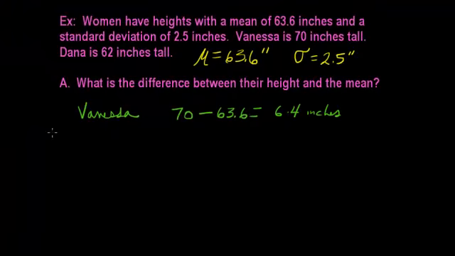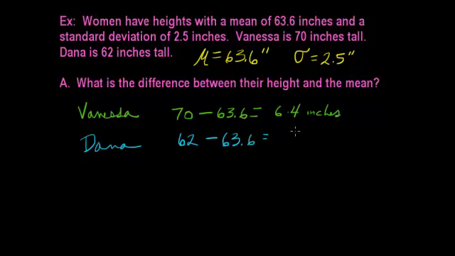Okay, for Dana, her height was 62 inches. So the difference between Dana's height and the mean height of all women comes out to be a negative 1.6 inches. So you see the difference between someone whose value is above the mean, and we get a positive result, and below the mean, we get a negative result. So now we know the difference between their height and the average height of all women.